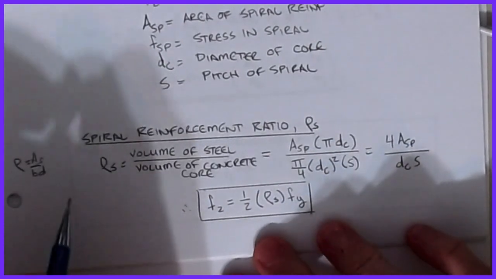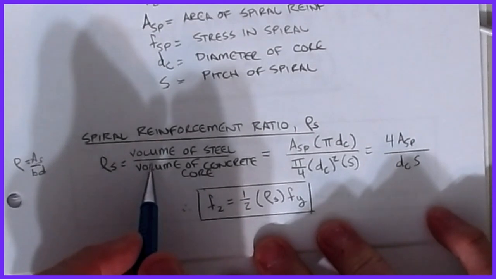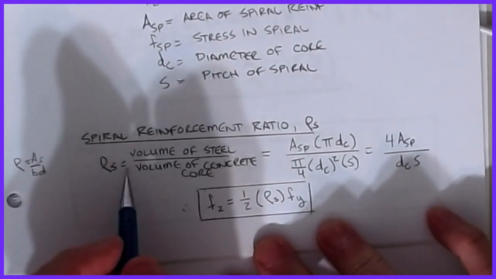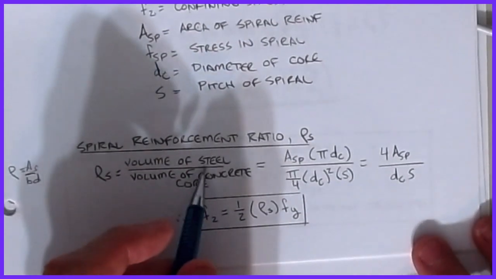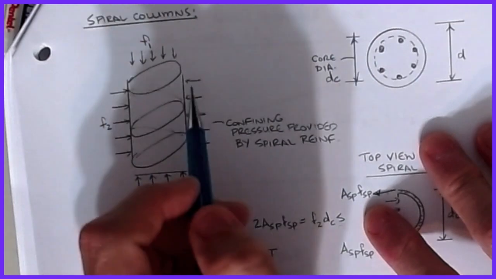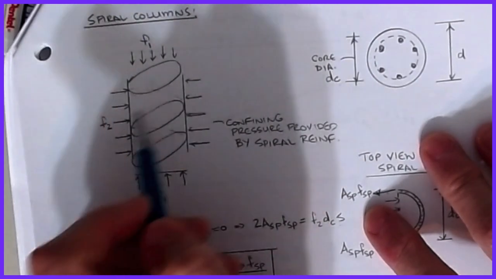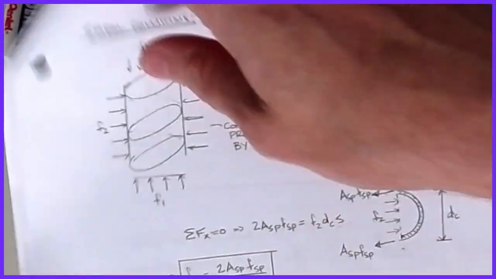This one's a little bit different, in that we're going to take the volume of the steel that we have and divide that by the volume of the concrete core. This is the amount of material that's associated. Again, we're looking at just one loop of this, so you get a half of a pitch spacing below and a half of a pitch spacing above. That's why it's a full pitch spacing S.